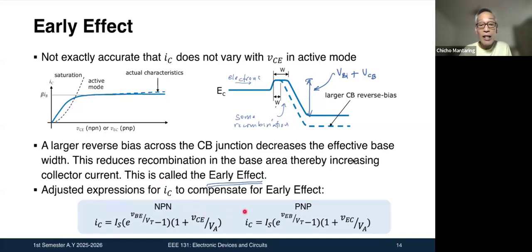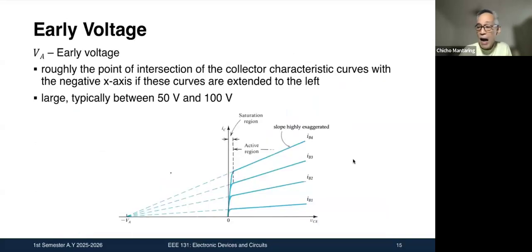Okay. So that is for an NPN. For a PNP, it will now increase depending on VEC. Remember, for a PNP, this is VEB and now this is VEC. Okay, I'm introducing here a new constant, this VA. What is this VA? That VA, we call that the early voltage.